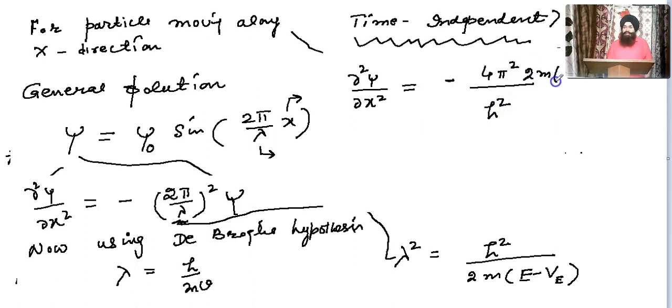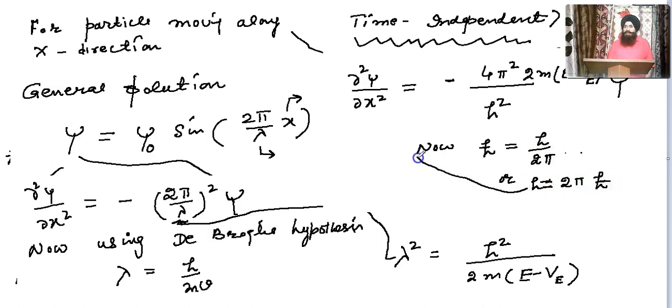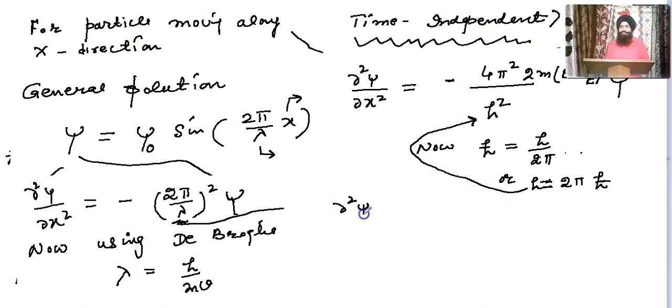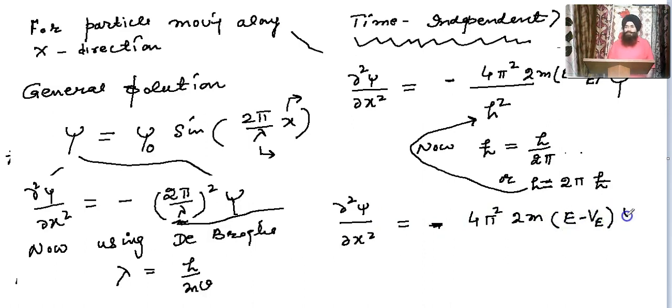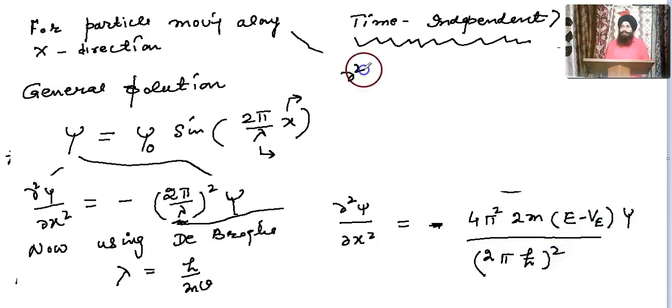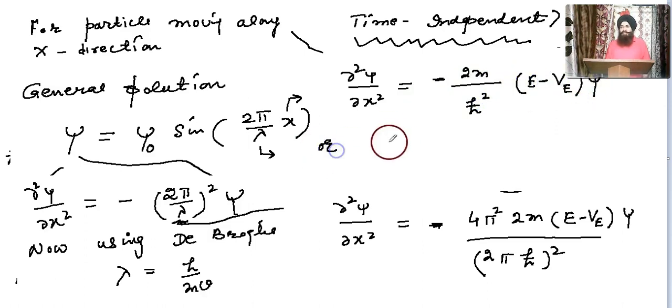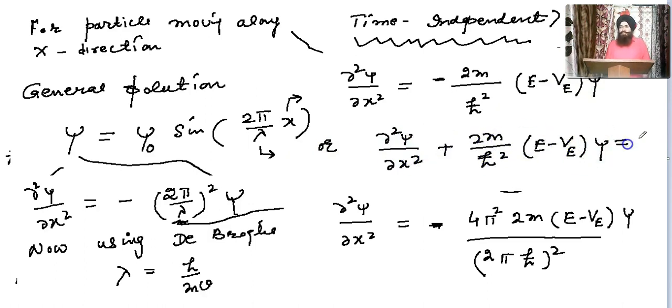So the equation becomes like this. Now you know ħ is h over 2π, so including ħ in the equation, it becomes ∂²ψ/∂x² minus 4π² 2m (E minus V) ψ over 2m ħ² whole squared. Now certain factors cancel out and we are left with this equation: ∂²ψ/∂x² plus 2m over ħ² (E minus V) ψ equals 0.